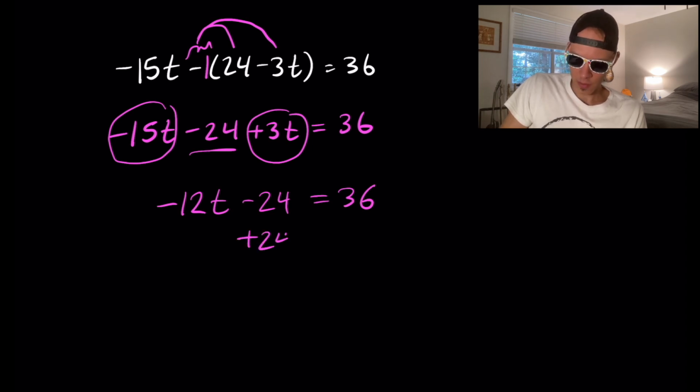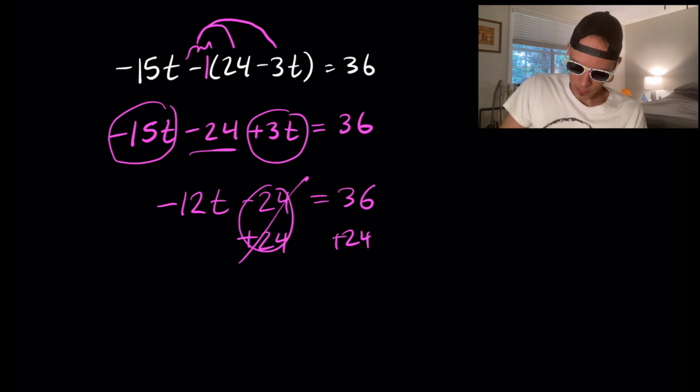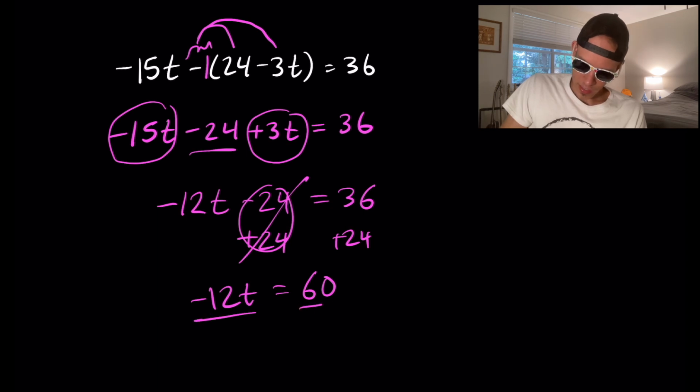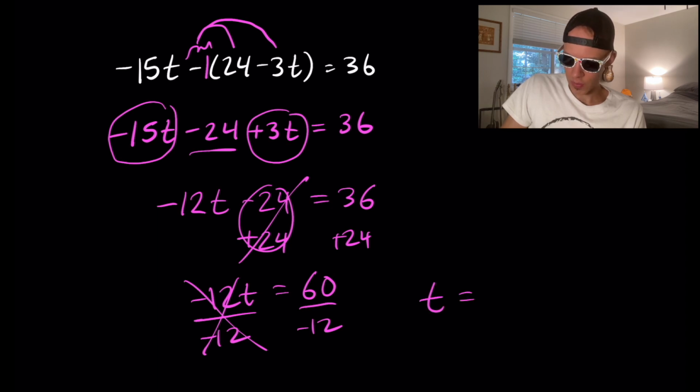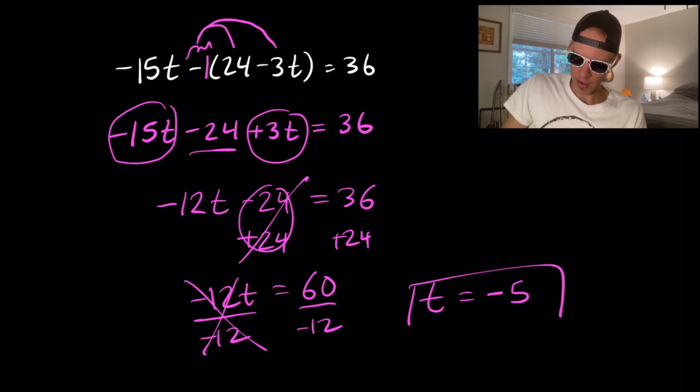So I'll add 24 to both sides. Those cancel. I'll have negative 12t is equal to, what's that going to be, 60. 36 plus 24 is 60. Divide both sides by negative 12. The negative 12s cancel. I'll be left with t is equal to 60 divided by negative 12. I know my answer is going to be negative, and it's going to be negative 5.